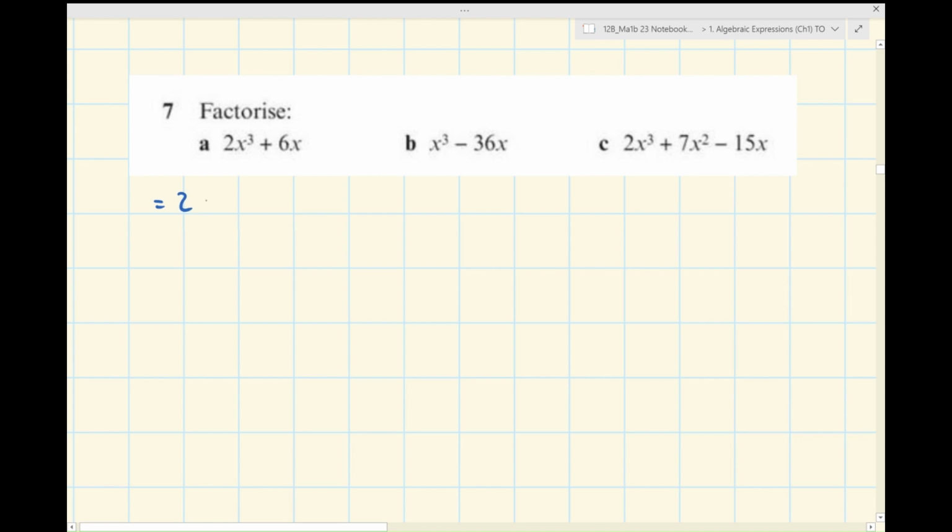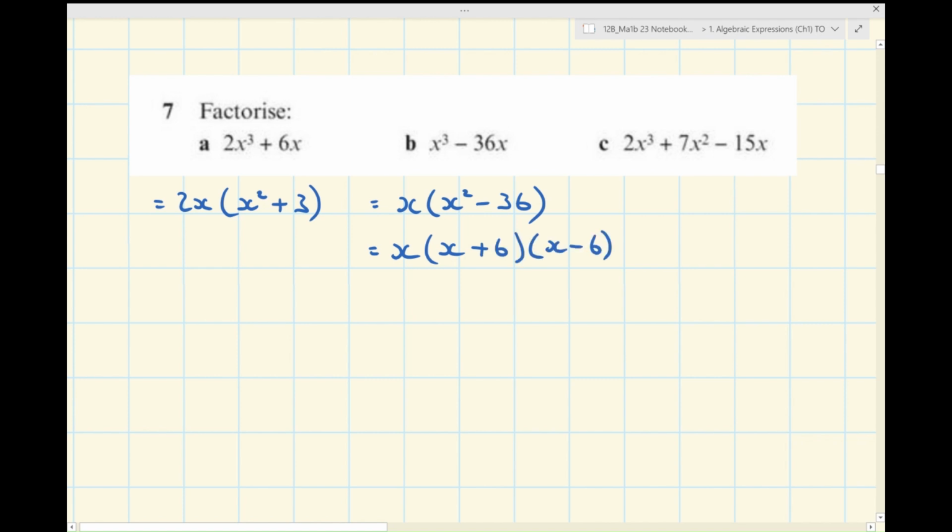I can take 2x out, leaves me with x squared plus 3, and I can't factorise that any further. Now let's have a look at b. Again, I'm looking for a common factor. I'm going to take out an x, leaves me with x squared minus 36. Now, I see x squared minus 36. That's the difference between two square numbers, isn't it? The difference of two squares. So I can factorise that to x plus 6 and x minus 6.